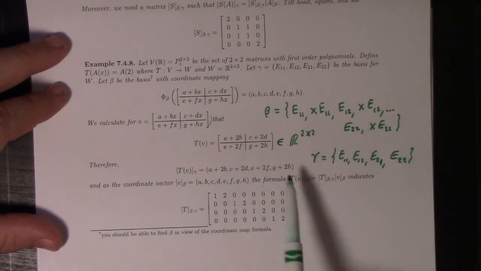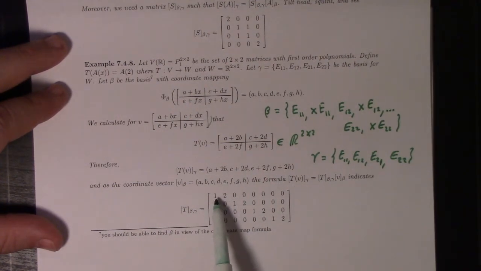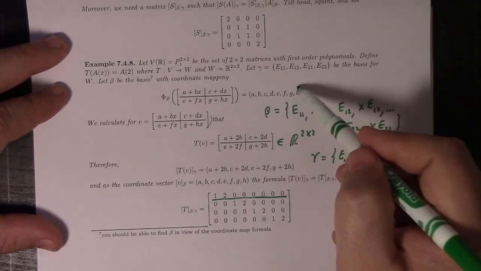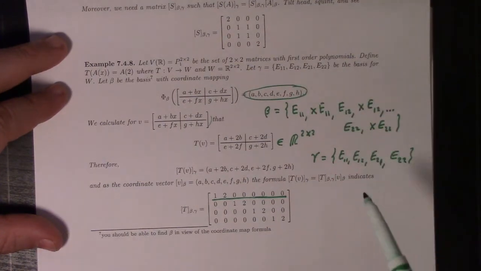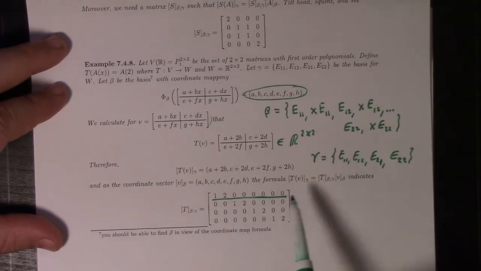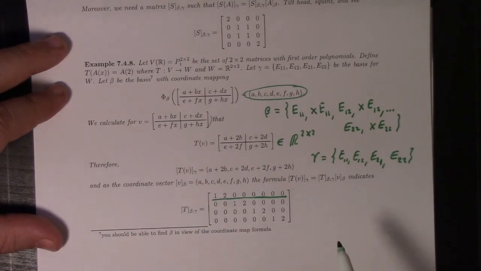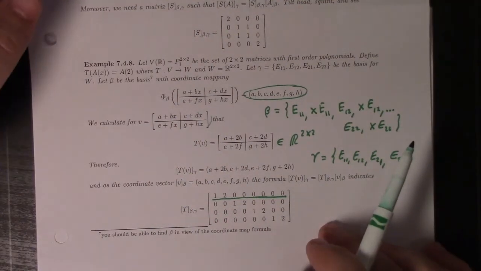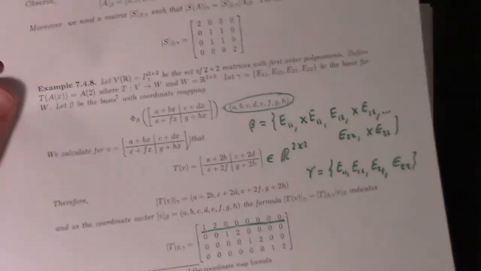So how do I get a plus 2b here? Well, I take 1, 2, 0, 0, 0, 0. See, when I multiply this by that column vector, that gets me the a plus 2b for the first spot, and so forth. So that's a kind of weird example, but anyway, I think it's good to see some weird examples from time to time.